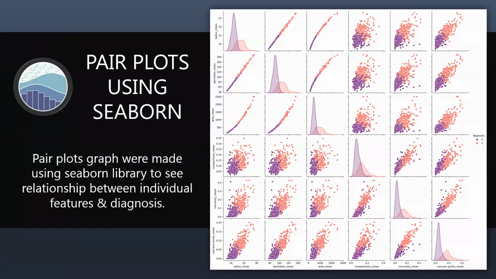Next up, we have pair plots using Seaborn. Pair plot graphs were made using the Seaborn library to see individual relationships between features and diagnosis. They are particularly useful for understanding the relationship and distribution between multiple numerical variables simultaneously.